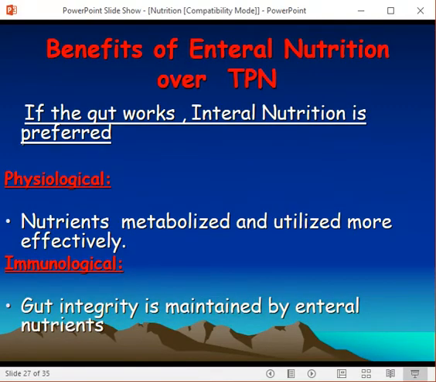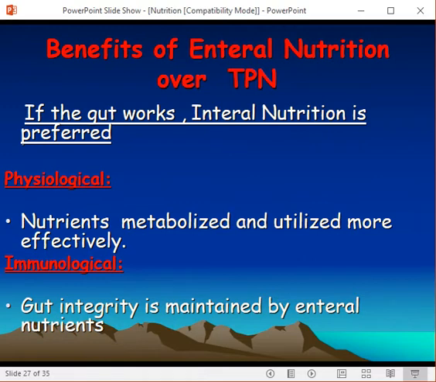Benefits of enteral nutrition over TPN. If the gut works, enteral nutrition is preferred. It is physiological. The nutrients are metabolized and utilized more effectively. And immunological, the gut integrity is maintained by enteral nutrients.